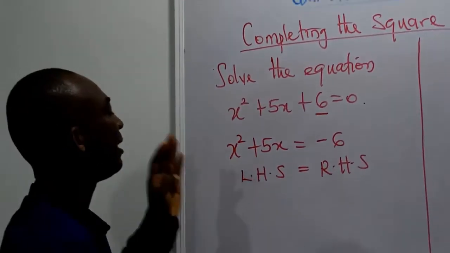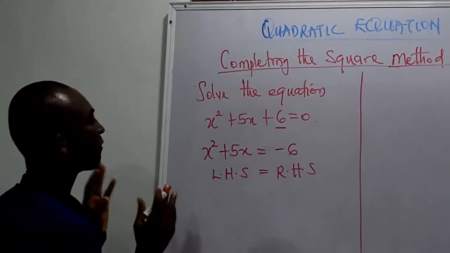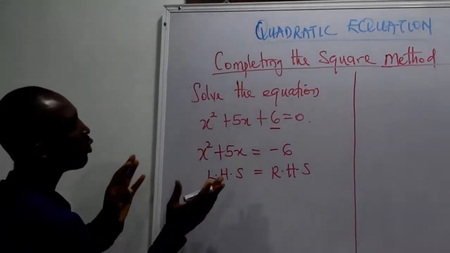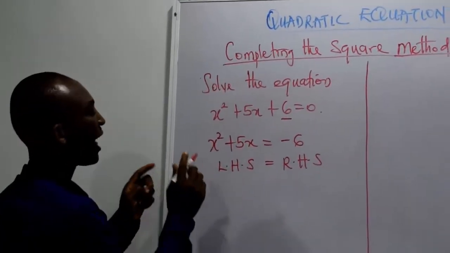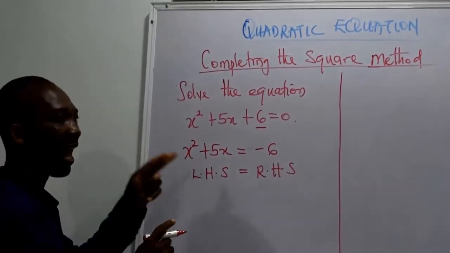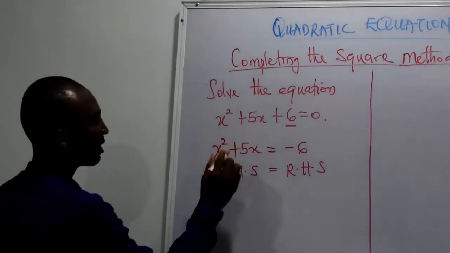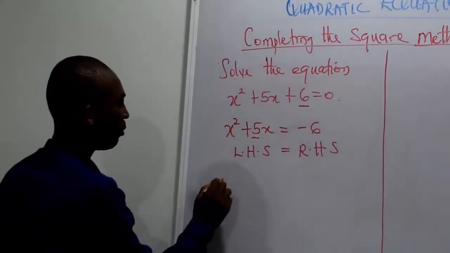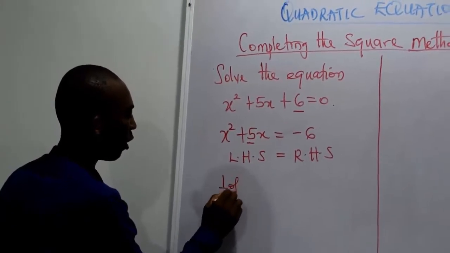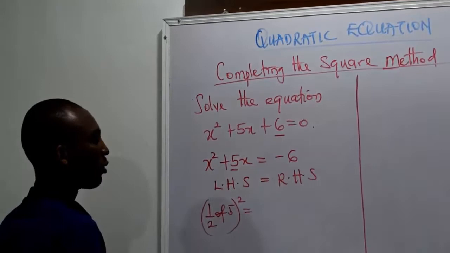We are making the left hand side a perfect square. When you want to make an expression a perfect square, we are going to look for the half of the coefficient of x, and you square it and add it to both sides. So what is the coefficient of x? That is 5. So we are looking for half of 5 all squared and add it to both sides.